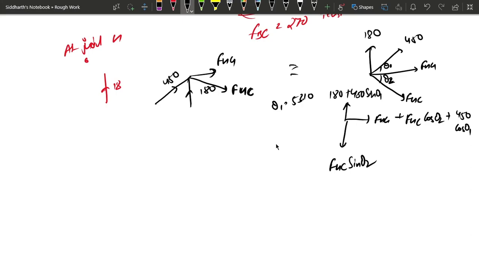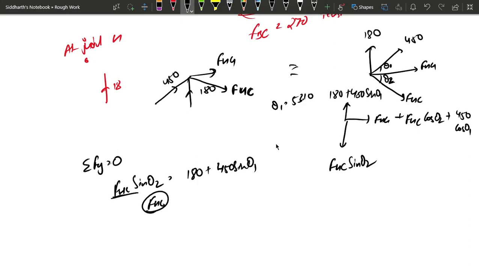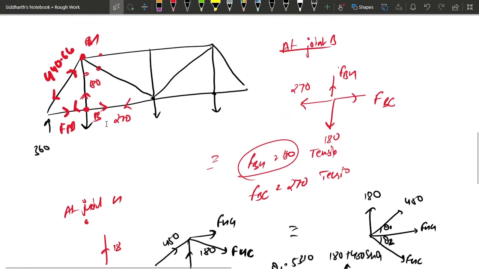So first we will be solving sigma Fy is equal to 0, which will be F in HC sine theta 2 is equal to 180 plus 450 sine theta 1. We can find the value of F in HC from here. Then we can put in sigma Fx is equal to 0. Then we can find the value of F in HG. So after the complete analysis, we will be getting this force and this force.